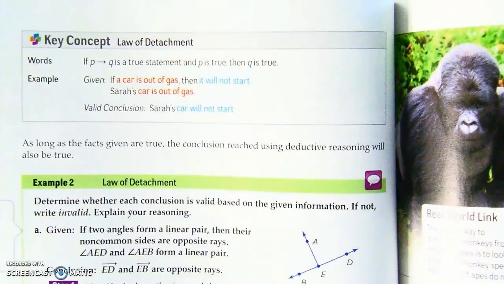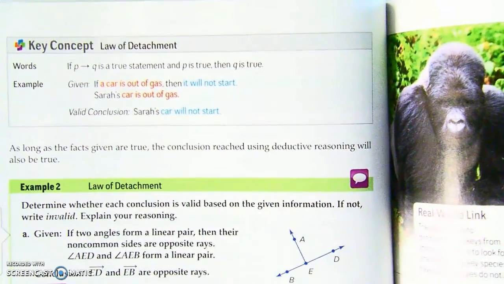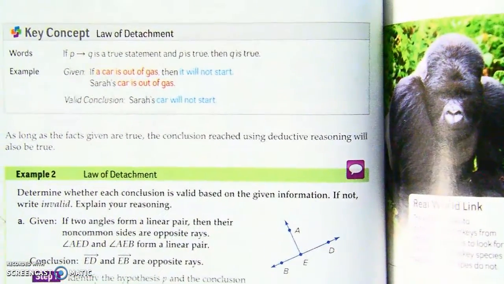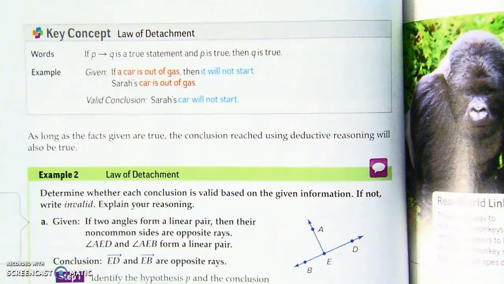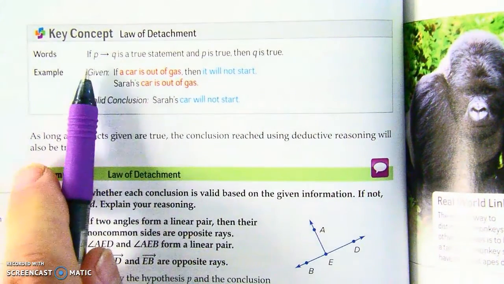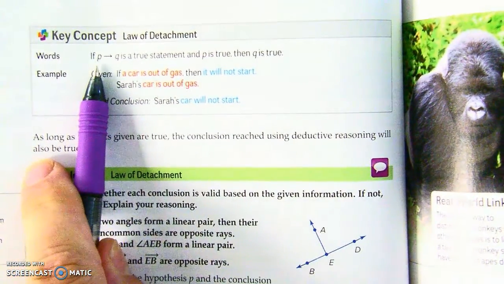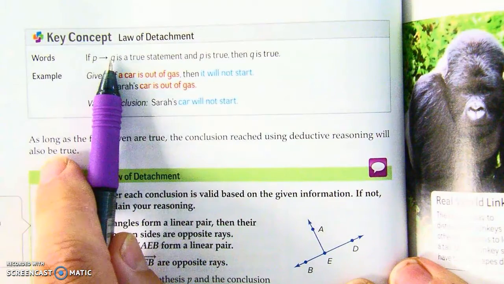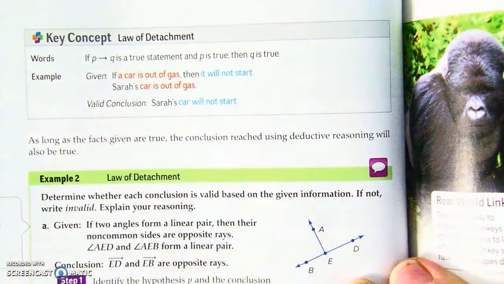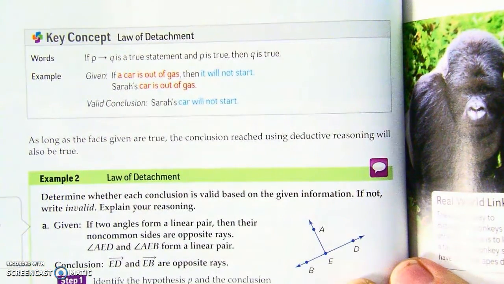So, key concepts of the law of detachment, and this is also in the guided notes that I handed out to you, and I'll bring that up here. It says if P then Q is true, and P is true, then Q is true. Okay, this is the law of detachment, so both of them have to be true.